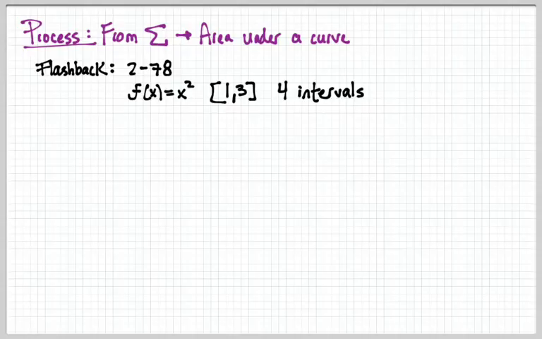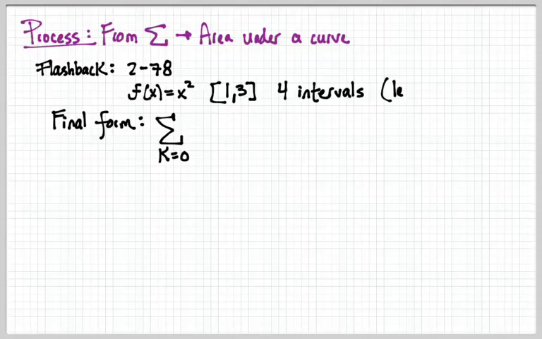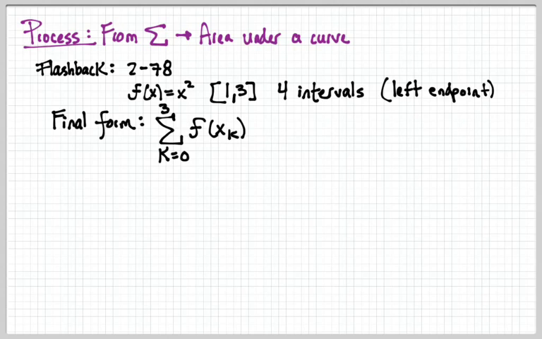Now, our final form, so if we're looking at our final form, or where we're trying to end, needs to look like this. That's what we just did. You have a sigma. We're going to have k equals, oh yeah, and this, excuse me, is for left endpoint. This is for left endpoint. Okay, so let's say k equals 0, and we have 4 intervals. We're starting at 0. We're actually only going to go to 3, and we'll explore this in a second. It's going to be f of x sub k times delta x.